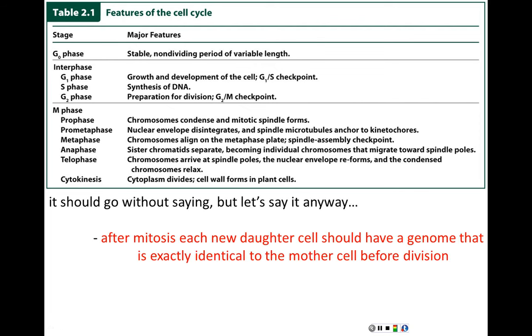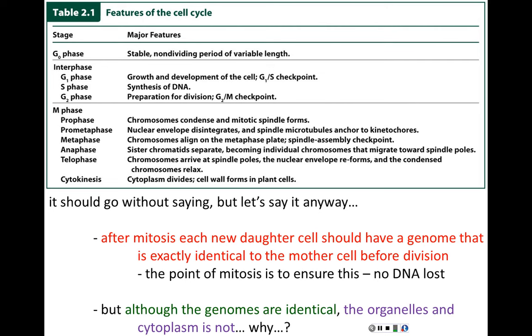It should go without saying, but let's say it anyway. Once mitosis is complete and cytokinesis is done, each new daughter cell should have a genome that is identical to the mother's genome before cell division. That was the point of mitosis. No DNA lost, all DNA accounted for, every cell gets one and only one copy of the chromosomes it needs.